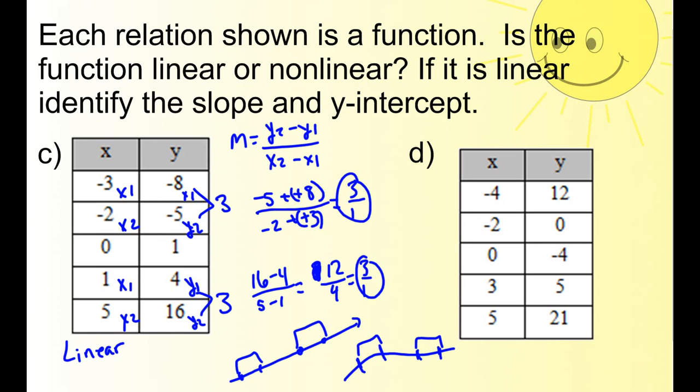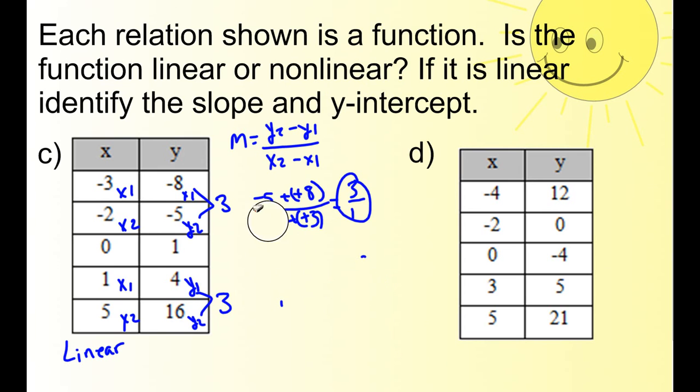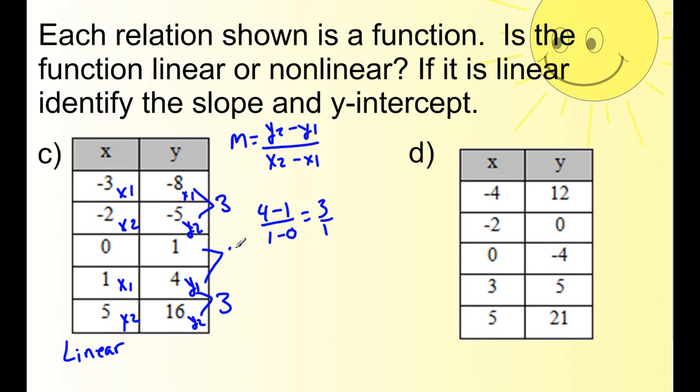If you're unsure, you can continue to try other points, other pairs. So we tried the 2 that I have marked. You could try, maybe like this guy and that one. If you did 4 minus 1 over 1 minus 0, you get 3 over 1. So that also has a slope of 3, and you could try like that one and one down here. You'd find that has a slope of 3. So this is a linear function, because the slope is constant everywhere. It has a constant slope, so it's a straight line.